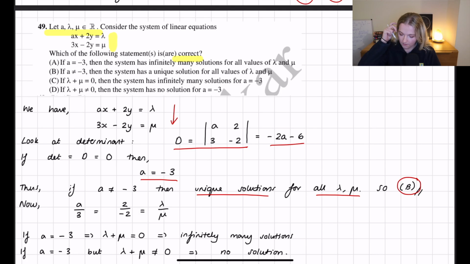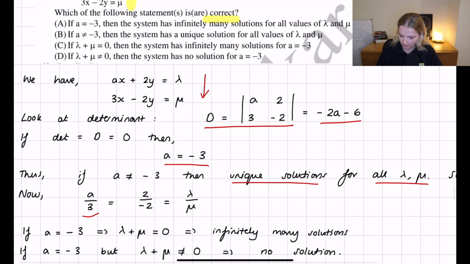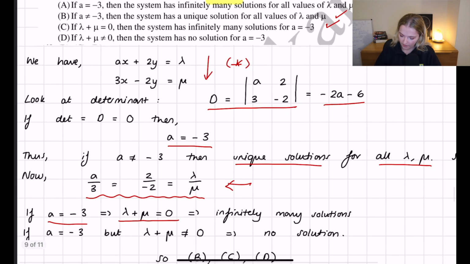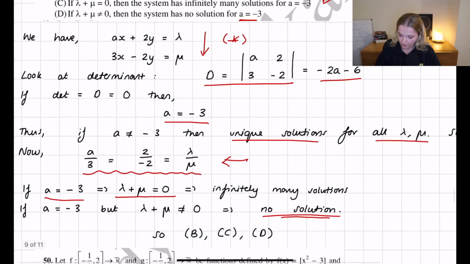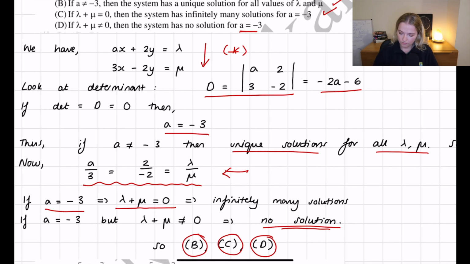Okay, now we can look at the system of equations. We can rewrite them in a form that looks like this, and when a equals minus 3, then from this we can say that lambda plus mu equals 0, and that must mean that there are infinitely many solutions just by looking at the system of equations here, so star. So that means we have C. Now for a equals minus 3, lambda plus mu does not equal 0, and so we have no solutions. So we can deduce that B, C and D are all correct for this question. Okay, cool, that's that question.